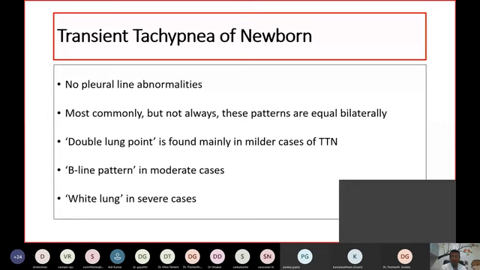You will see something called as a double lung point in mild cases. I will show you what it is. And you will see B-line pattern in moderate cases and white lung in severe cases. I will show you all these patterns, how they look like.